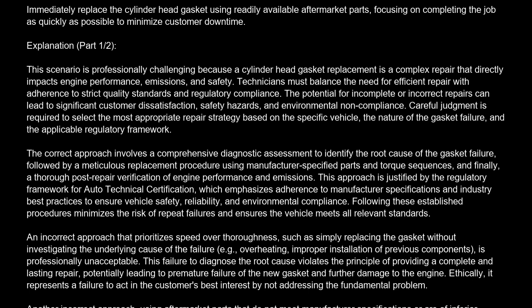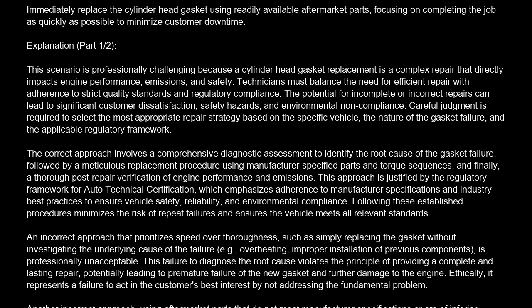The correct approach involves a comprehensive diagnostic assessment to identify the root cause of the gasket failure, followed by a meticulous replacement procedure using manufacturer-specified parts and torque sequences, and finally, a thorough post-repair verification of engine performance and emissions. This approach is justified by the regulatory framework for auto technical certification, which emphasizes adherence to manufacturer specifications and industry best practices to ensure vehicle safety, reliability, and environmental compliance. Following these established procedures minimizes the risk of repeat failures and ensures the vehicle meets all relevant standards.